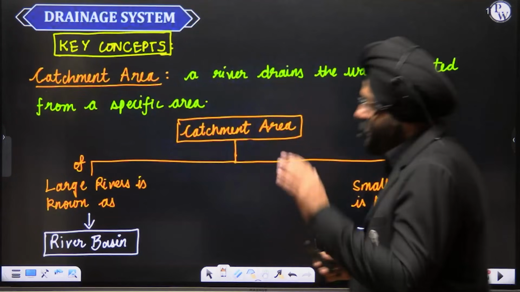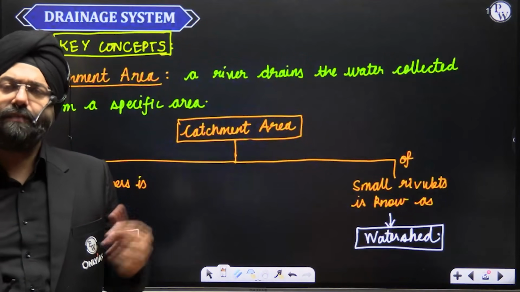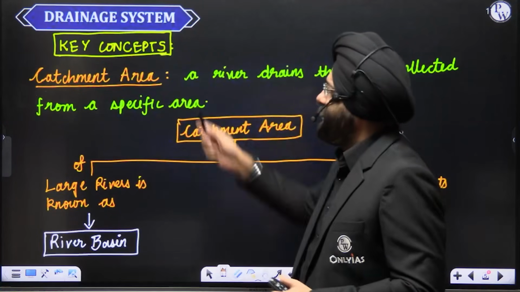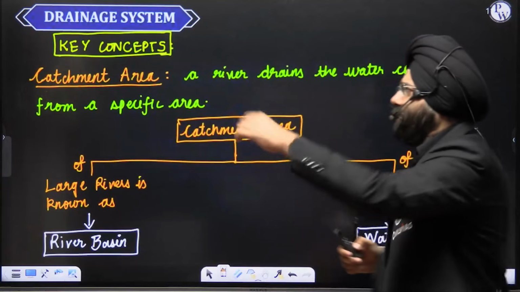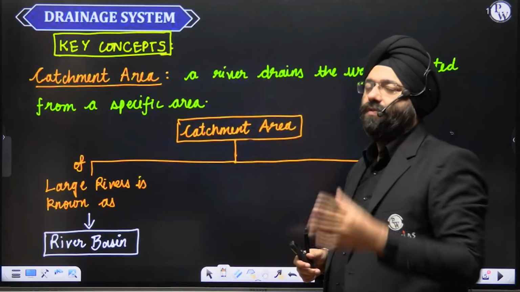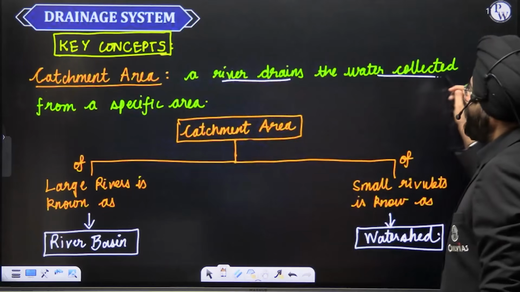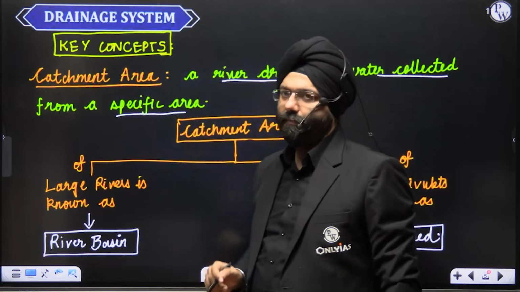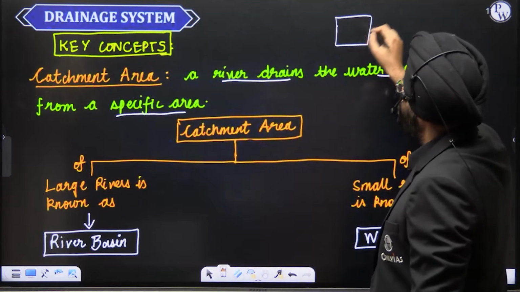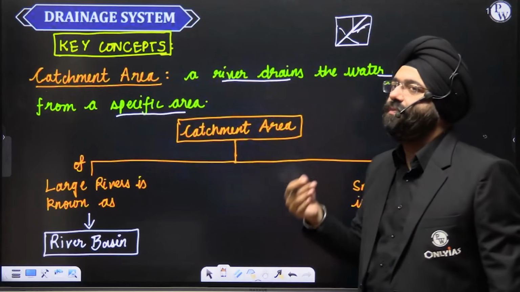Okay. Now comes certain key concepts that are important because they can be asked in your preliminary examination and for that matter in your mains examination, as it is a classification or description also. So, catchment area. By default, when you study the catchment area, the word itself is defining a lot of things. What does it mean? A river drains water collected from a specific area. There is a specific area, right? And water is collected from this specific area. This will be the catchment area.